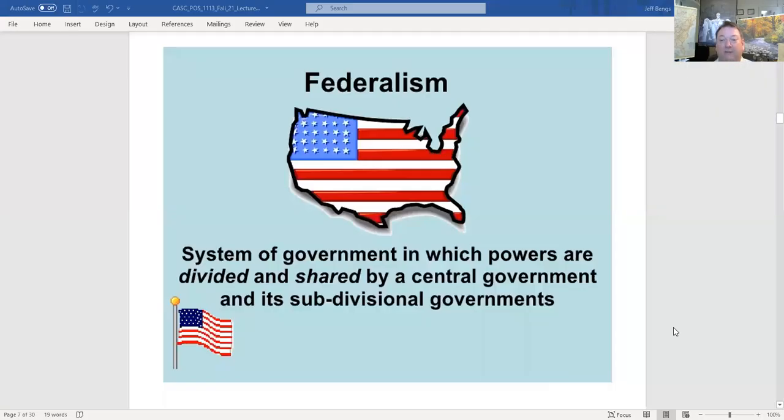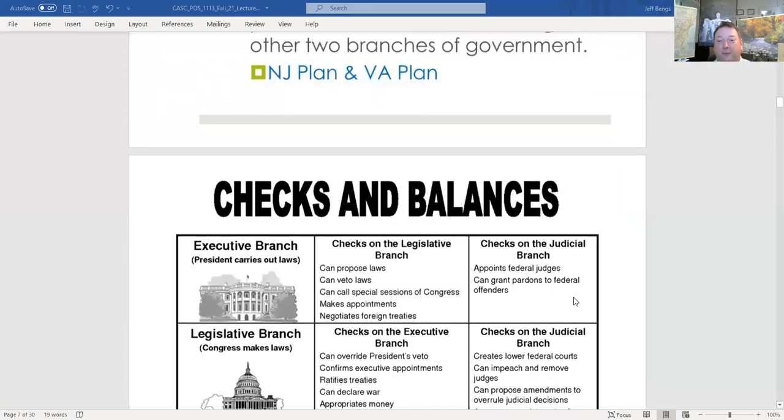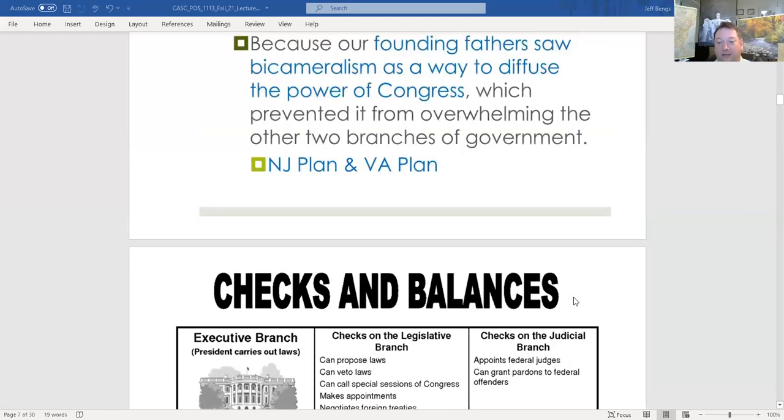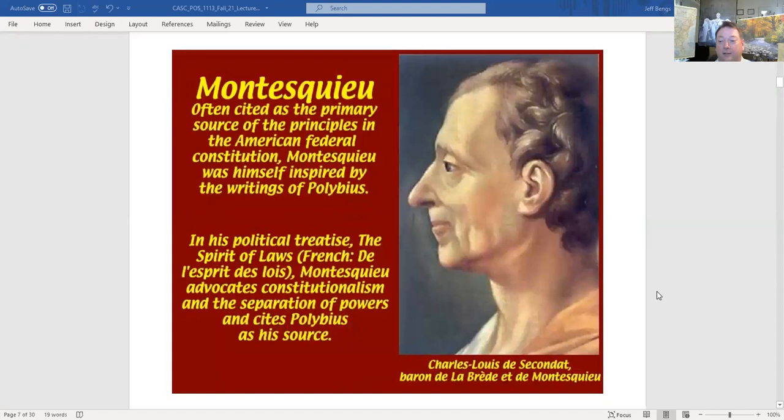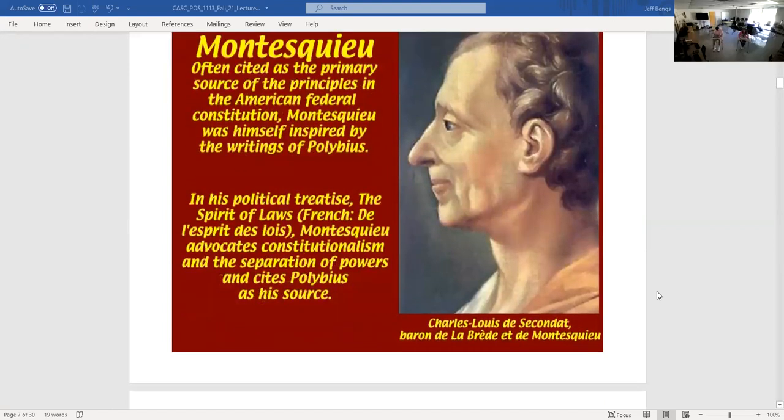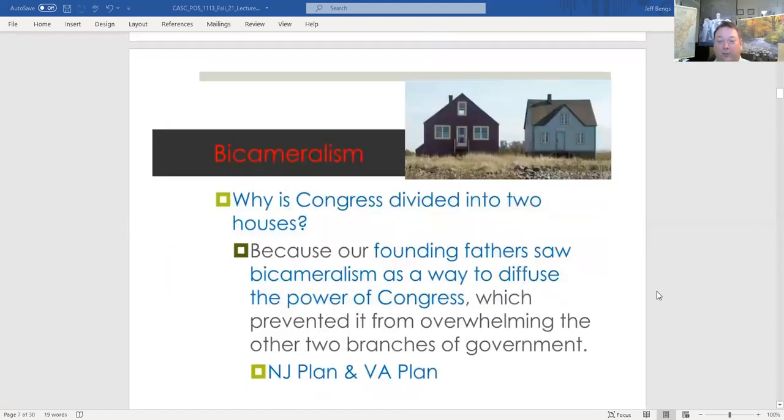So this is where we left off. We were looking at the different elements in our government to diffuse the power, so that power is not held by one individual or one group.